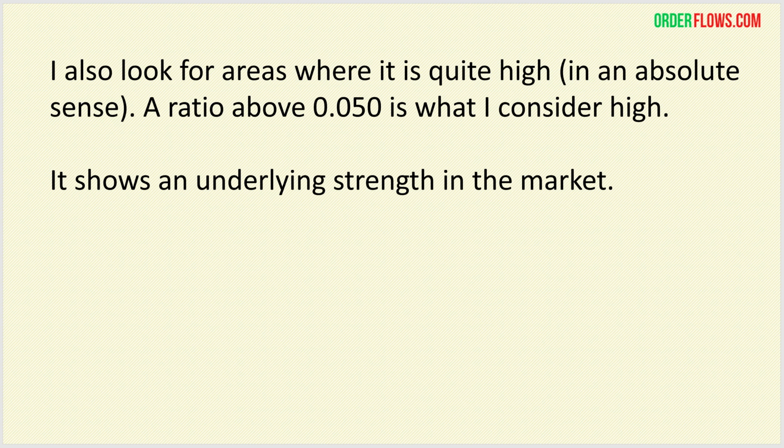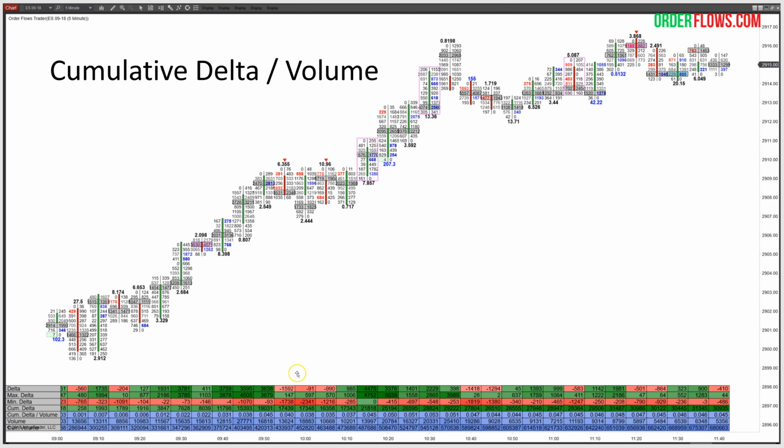But I also look for areas where it's quite high in an absolute sense, a ratio above 0.050 is what I consider high. So it could be negative 0.050 or positive 0.050. And it just tells me that there's underlying strength in that market. You can see here it's 0.50 right down here in the middle as we're going up.